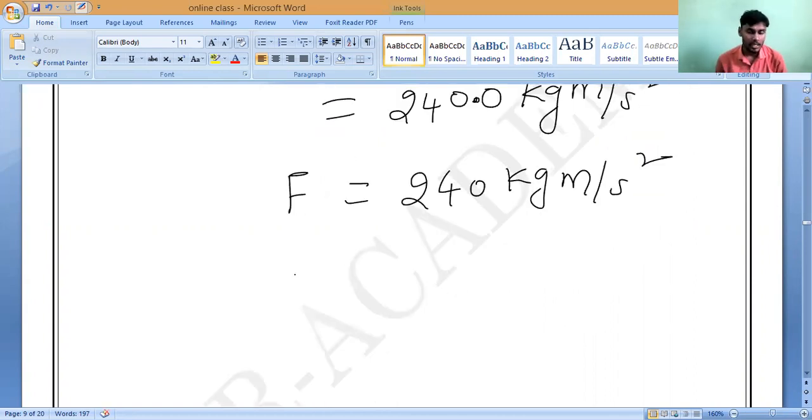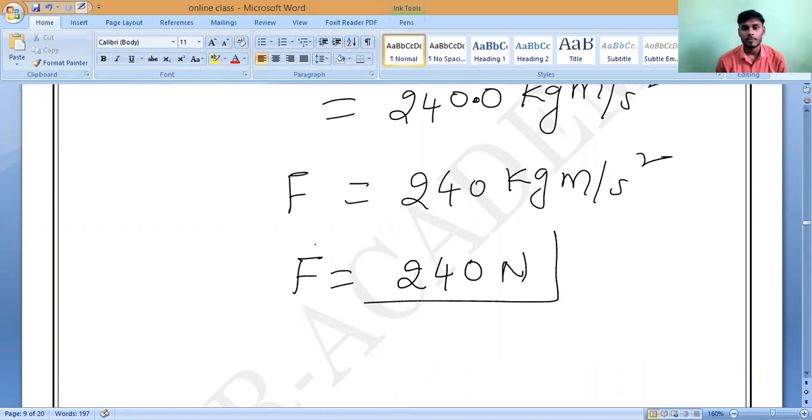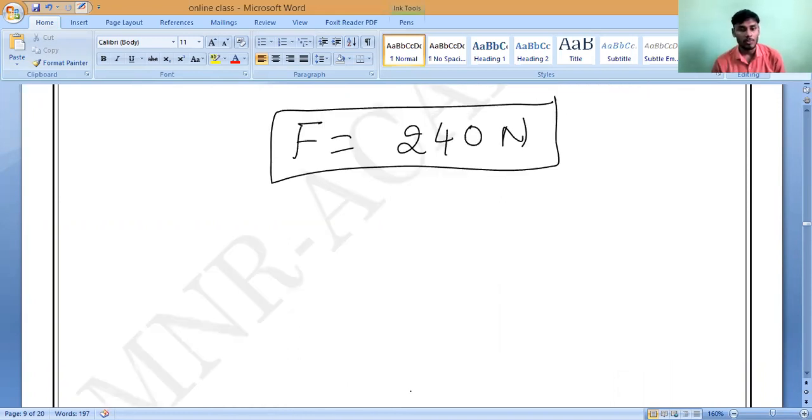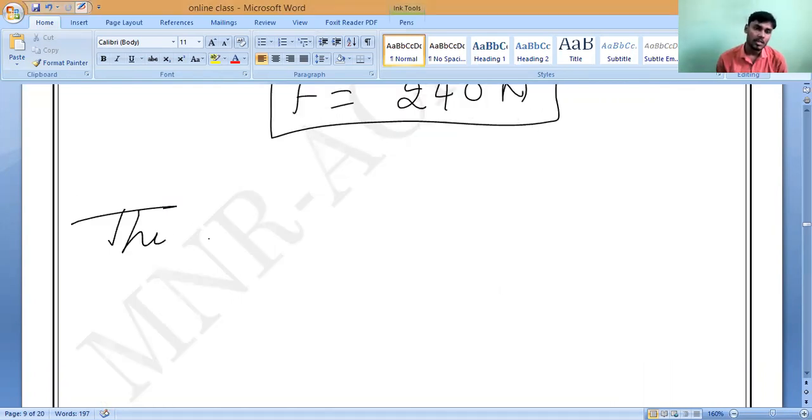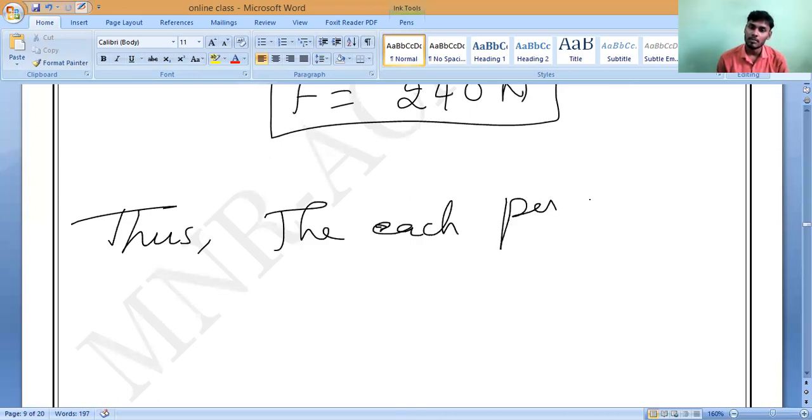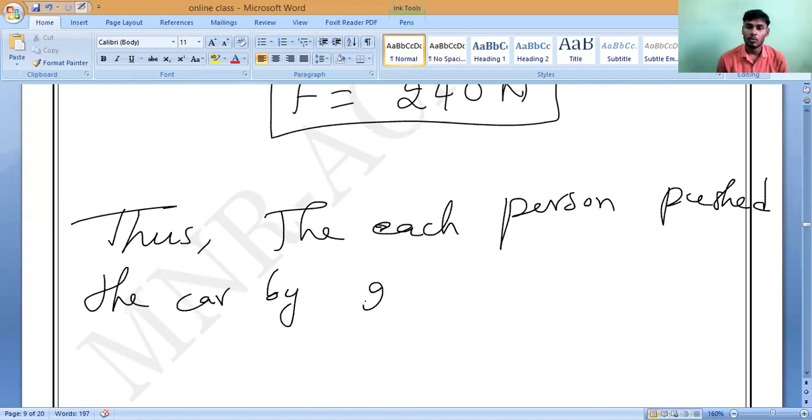Each person, 3 per each person. Understand? So F is equal to how much? 240 newtons. Force applied by each person, how much? Monesh, Manya, Samya, Laksha. Each person pushes the motor car by how much? 240 newtons. Thus, each person pushed the car by 240 newton force. Do you all understand?